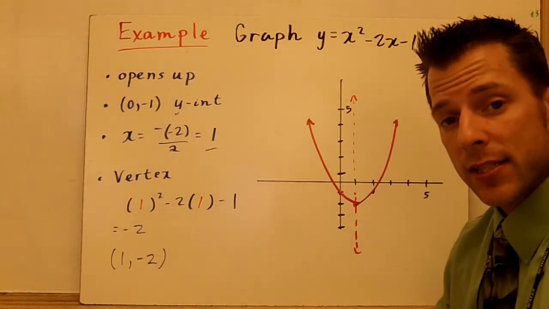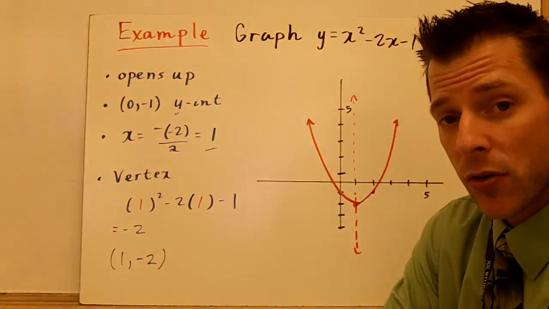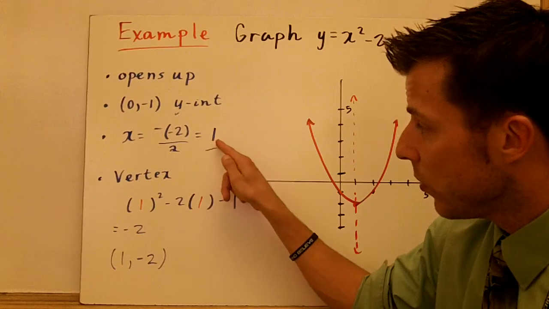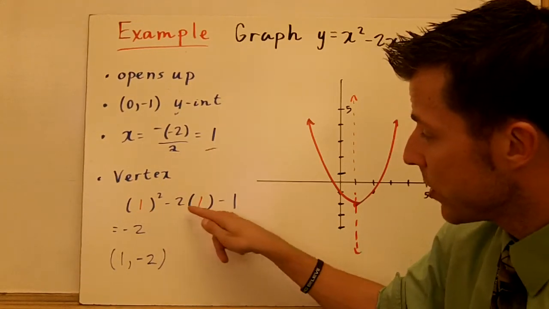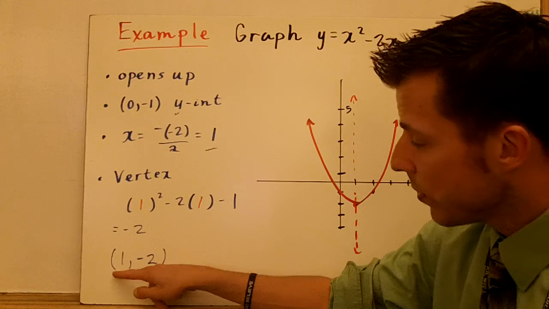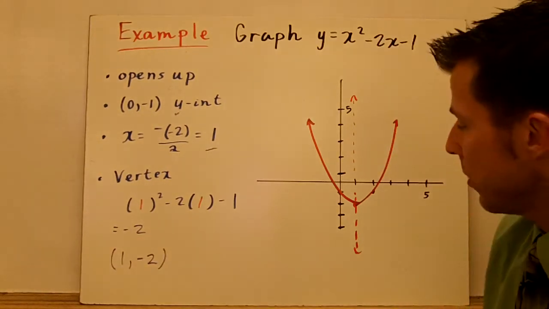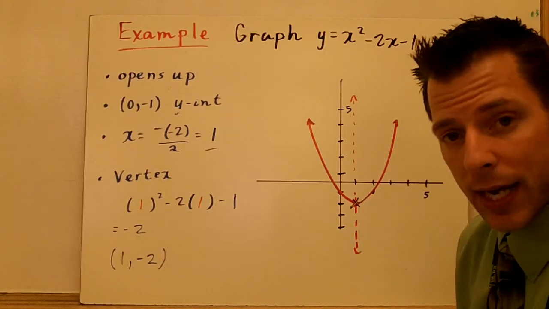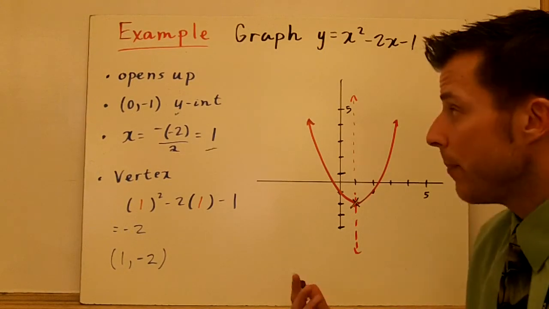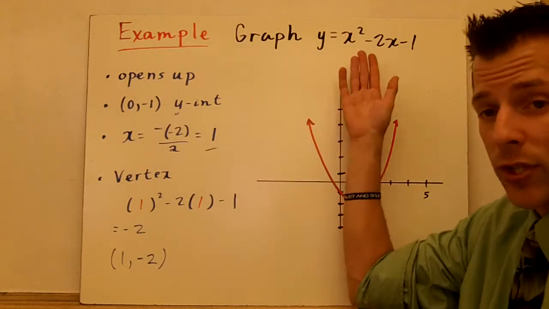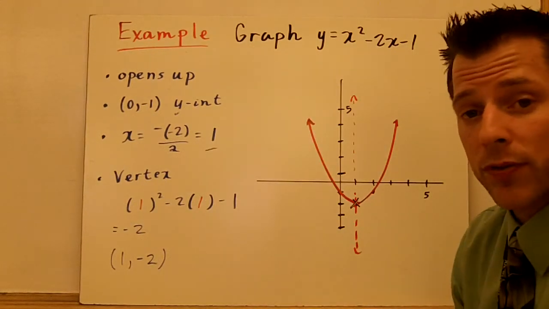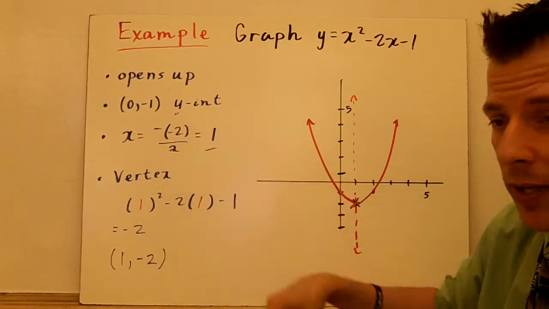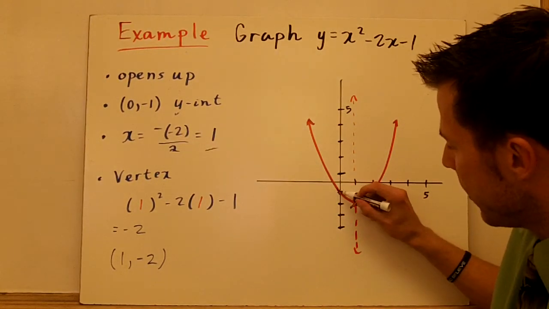Now, when I get the axis of symmetry, I also get the x-coordinate of my vertex. To get the y-coordinate, I plug in that 1 into my original function, and I get -2. So the vertex is 1, -2. So we look at 1 and -2 and we plot. Now, in the last example, I picked some x values and plugged them into our original function to get some more points for my parabola. But in this case, I know that the y-intercept is 0, -1. It's something manageable. So I plot 0, -1.